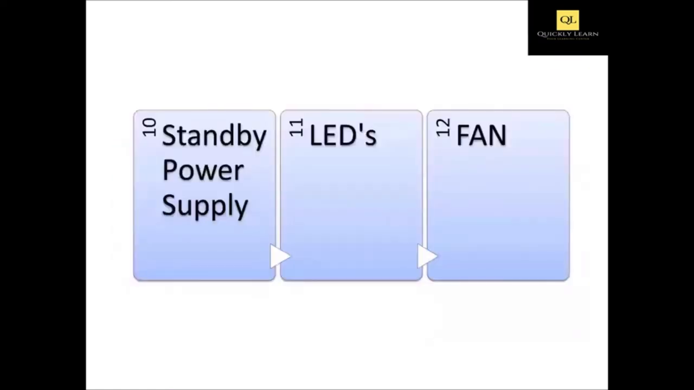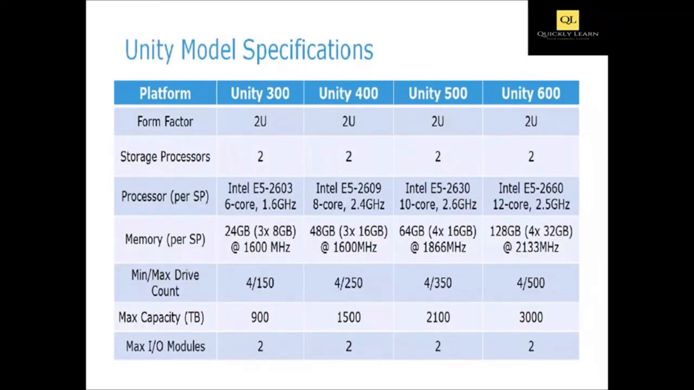Now let's see the specifications available in the Unity model. This is a storage box from Dell EMC, and different models are there. As you can see, Unity 300, Unity 400, Unity 500, Unity 600. We have already covered the components of a storage system, so you can easily understand the difference and the specifications. So let's cover this Unity 300.